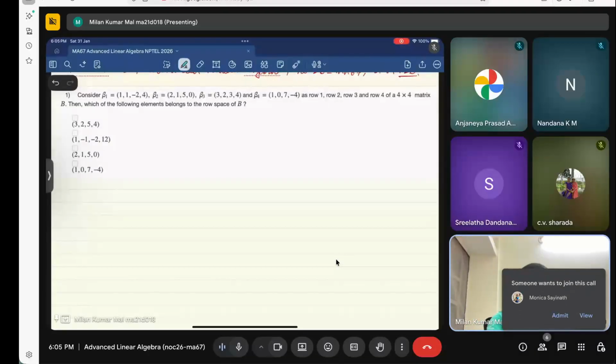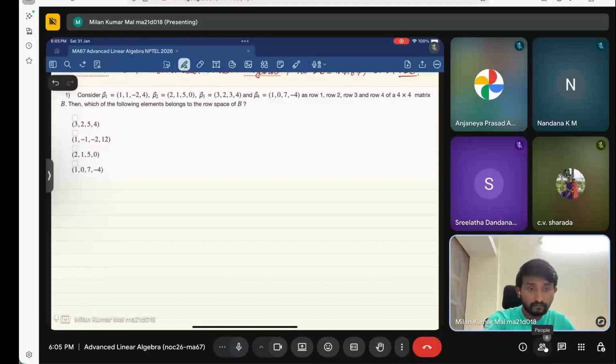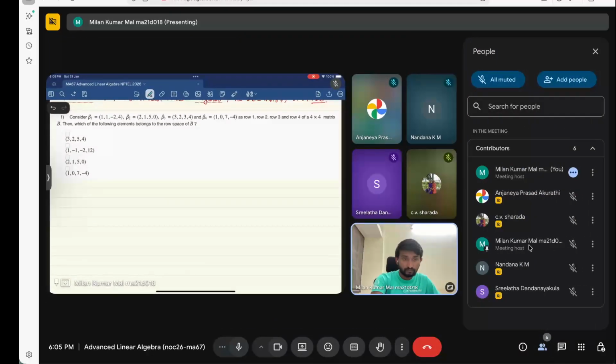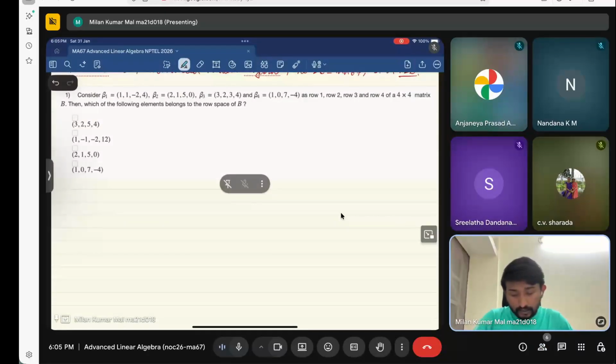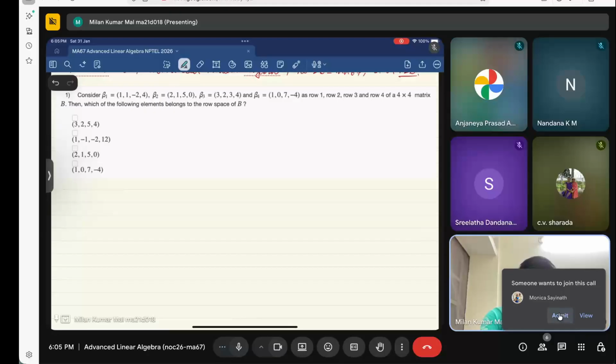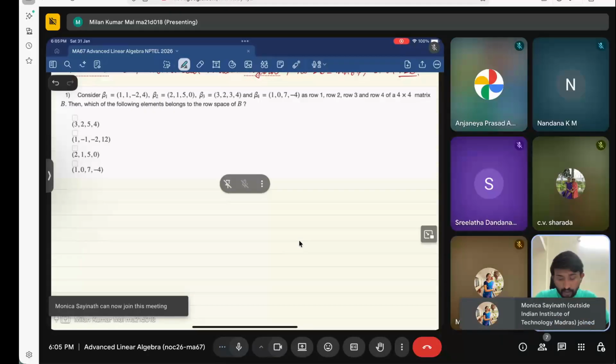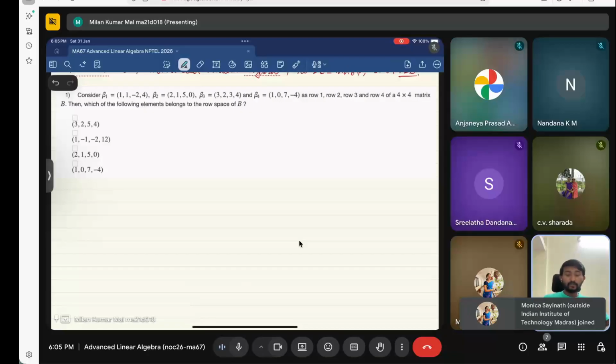Let beta 1 equal 1 1 minus 2 4, beta 2 equal 2 1 5 0, beta 3 equal 3 2 3 4, and beta 4 equal 1 0 7 minus 4. These are row 1, row 2, row 3, and row 4 of a 4 by 4 matrix B. Now the question is, which of the following elements belong to the row space of B? So let me start with the fact: what is the row space of a matrix?